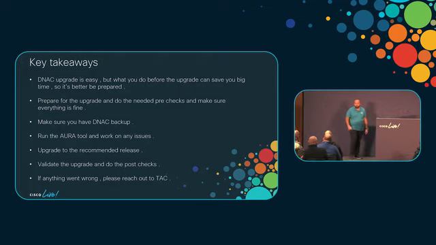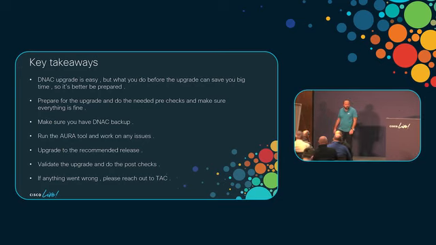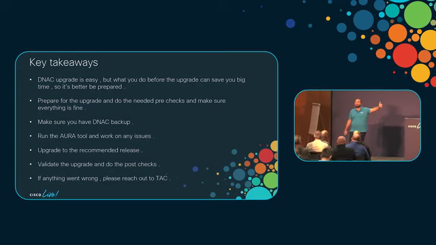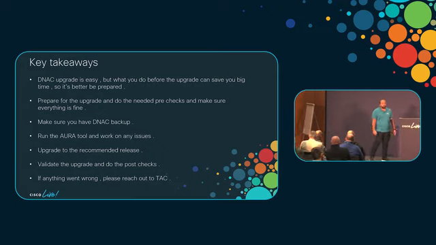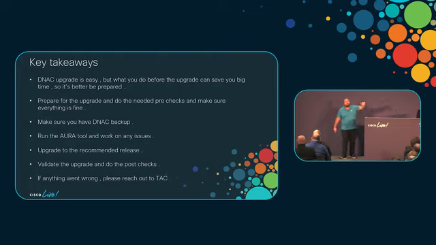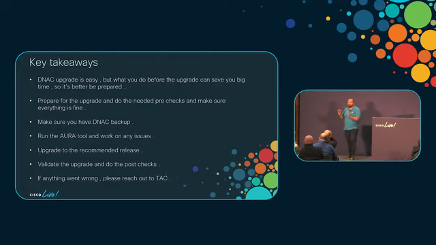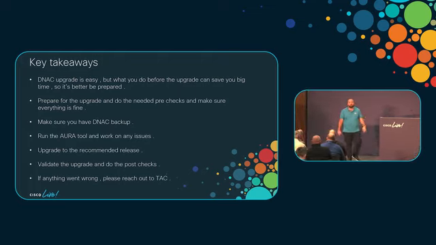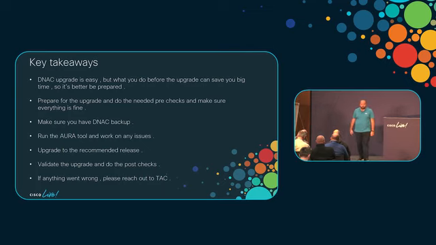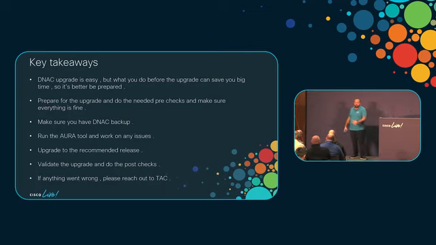Second is, do all the pre-checks, make sure everything is fine. Make sure you have a DNA Center backup, because that will save you in case something went wrong. Make sure to run the Aura tool and act on issues. It's not only running the Aura tool, it's acting on the issues that the Aura could show you. Upgrade to the recommended release, validate the upgrade and do the post checks. If anything went wrong, please open a TAC case.